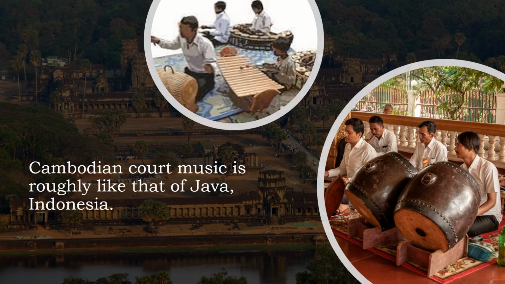Cambodian court music is roughly like that of Java, Indonesia. They feature choruses with large orchestras based on struck keys and gongs. Cambodian people also absorbed and adapted Indian, Chinese, European, and other cultures to suit their own traditions and tastes, which resulted in a distinct Cambodian culture.